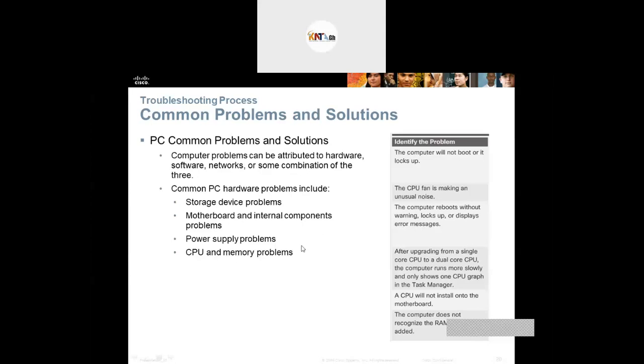To identify the problem, one, the computer will not boot or it locks up. It is one area of the problem. The CPU fan is making an unusual noise. The computer reboots without warning, locks and displays errors. So these are some of the problems that will show you whether it is a storage problem or a motherboard problem or a power supply problem. Now, after upgrading from a single core CPU to a dual core CPU, the computer runs slowly and only shows a CPU graph in the taskbar. And then the computer does not recognize the RAM that is added.